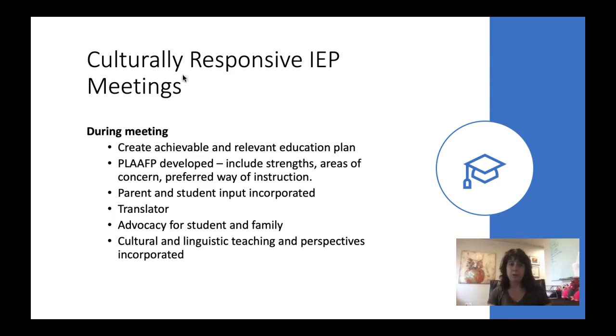You want to make sure that parent and student input is incorporated. You want to make sure that a translator is there if necessary. And it's very important, we talked about this for all students, but it's important to advocate for the student and family. So advocating and understanding their culture and values, and advocating for any needs, both for the student and family. And you want to make sure that the cultural and linguistic teaching and perspectives are incorporated both in the IEP and after the IEP, when you're implementing and working with the student.